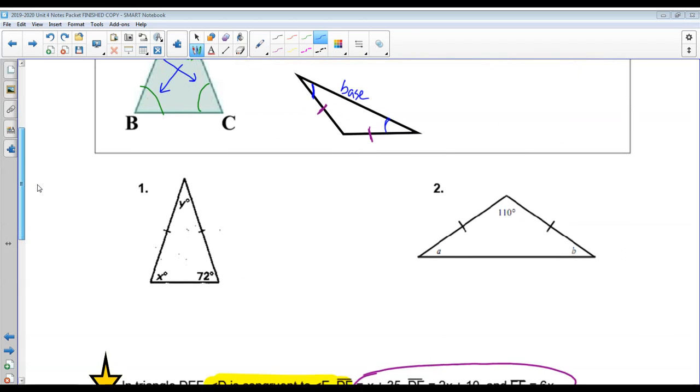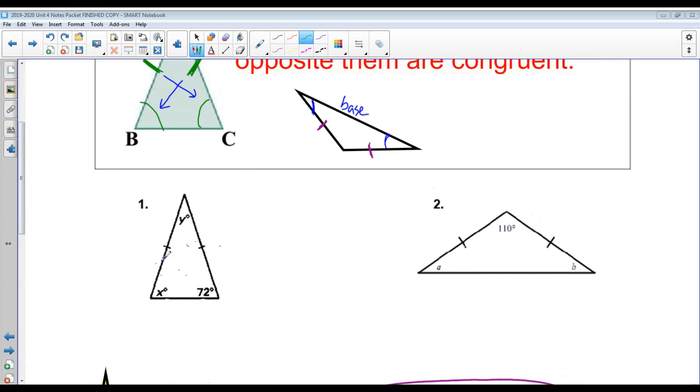But looking at these questions, here's my congruent sides for number 1. That tells me these two angles opposite them are congruent. So if I have a 72 here, that means x also has to be 72 degrees. Pretty straightforward. And then to figure out angle y, like I said before, I have 180 degrees total. I subtract what I've used up and see what's left in my budget. So 180 minus the two 72-degree base angles gives me an answer of 36 degrees for angle y.